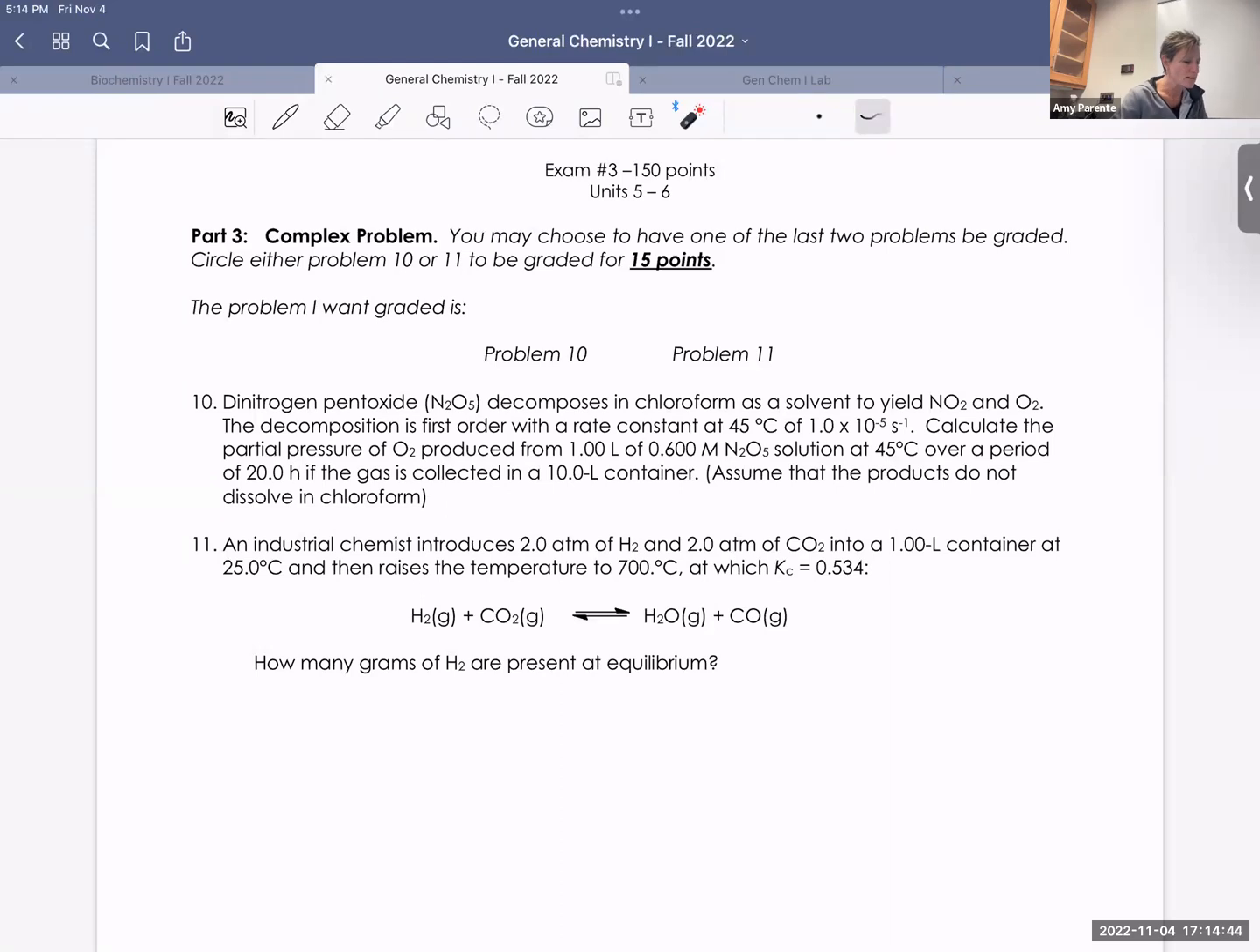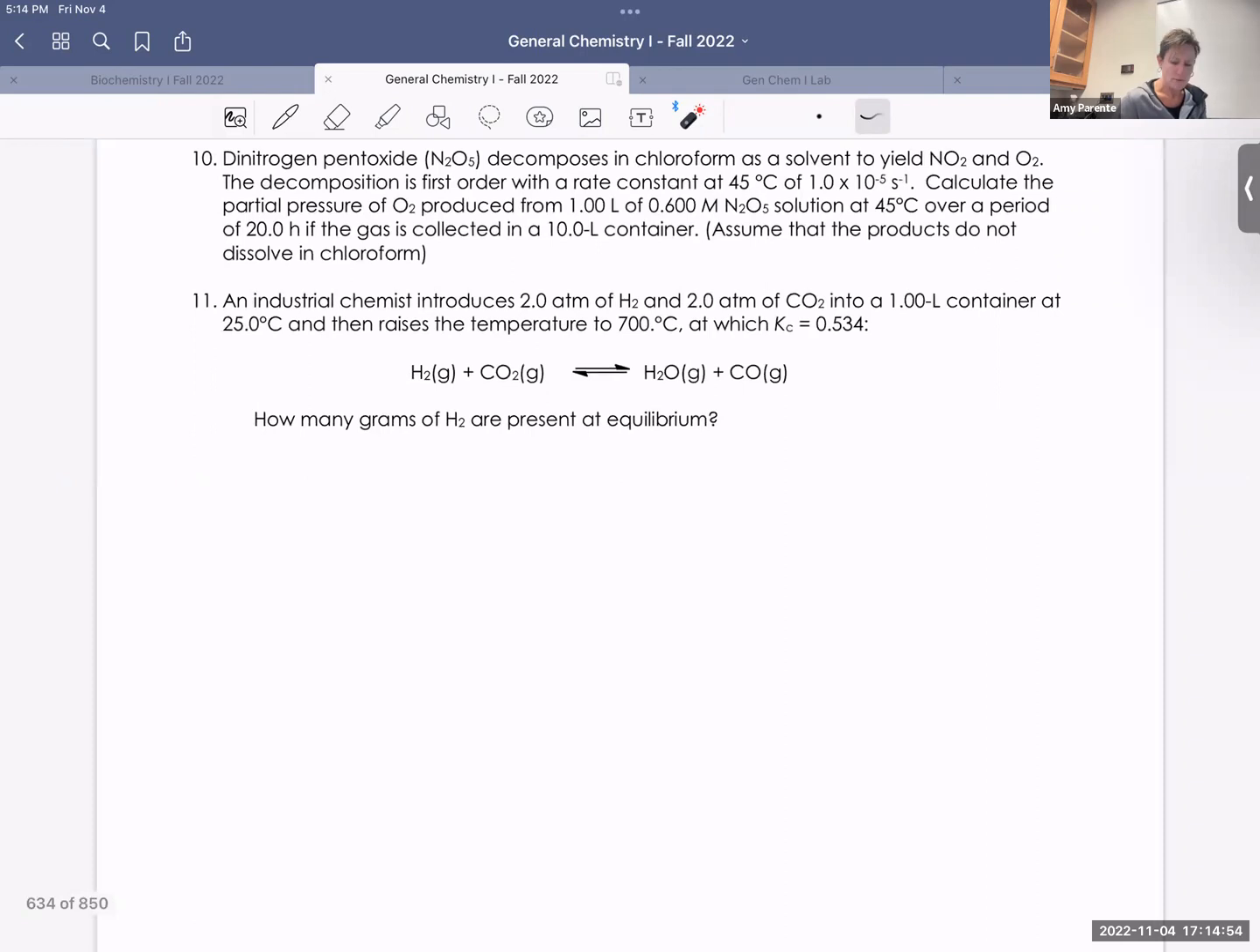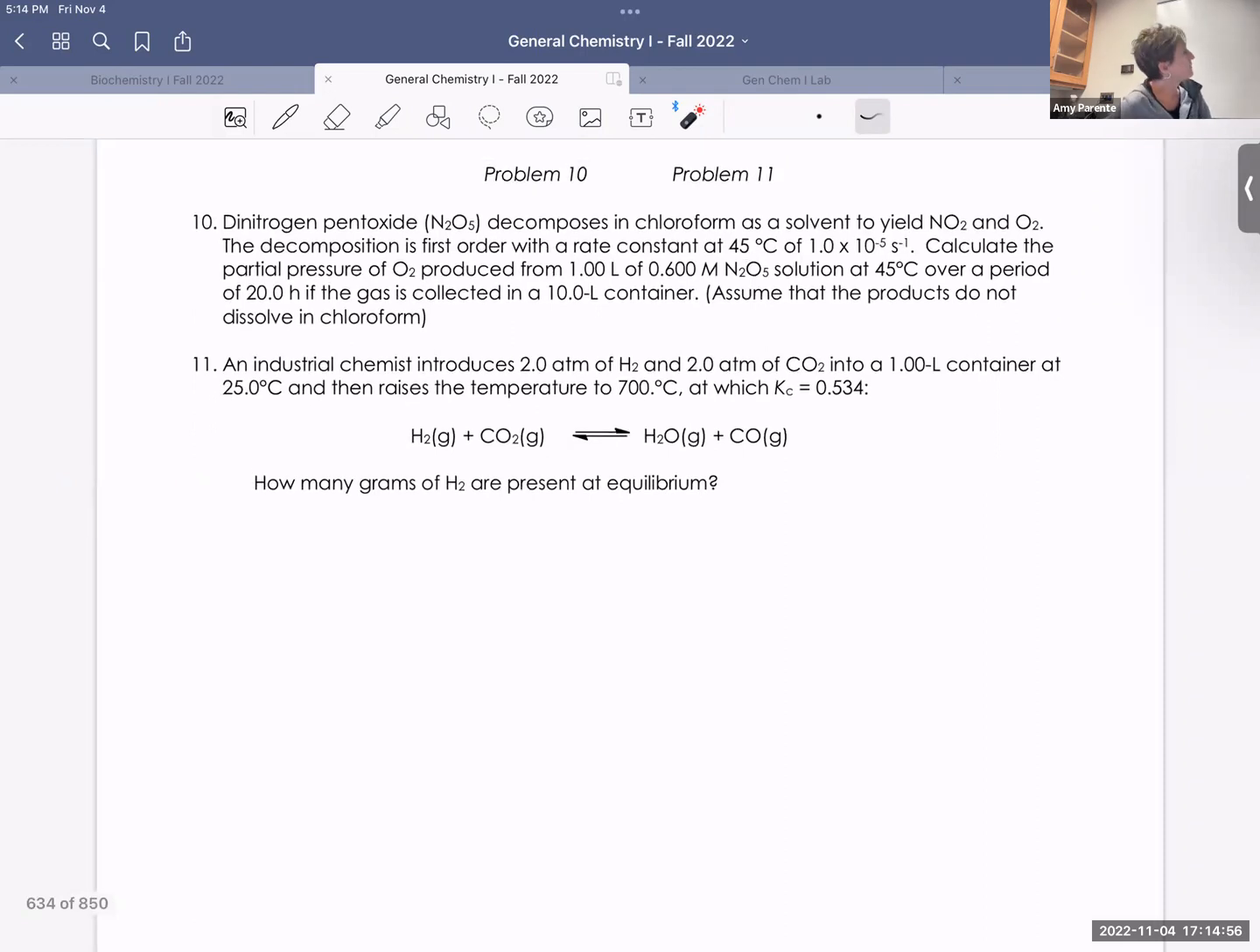So you're going to pick the one that you're most interested in or feel the most confident doing. So let's do problem 10 first. Okay, so dinitrogen pentoxide decomposes in chloroform as a solvent to yield NO2 and O2. So we've got an equation here.